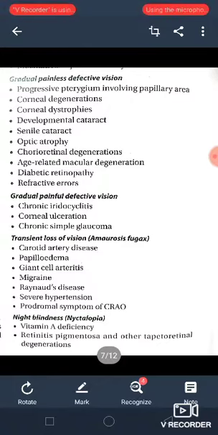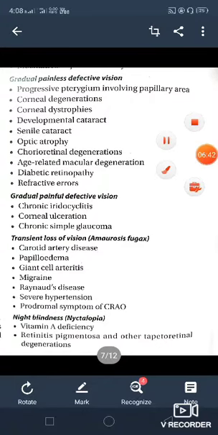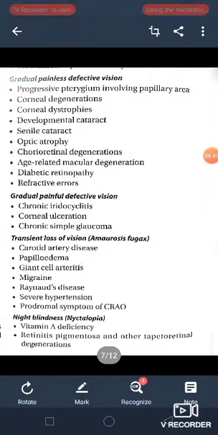The gradual painless defective vision occurs due to progressive pterygium involving papillary area, corneal degenerations, corneal dystrophies, developmental cataract, senile cataract, optic atrophy, chorioretinal degenerations, age-related macular degeneration, diabetic retinopathy, refractive errors. Another symptom, the gradual painful defective vision, occurs due to chronic iridocyclitis, corneal ulceration, chronic simple glaucoma.